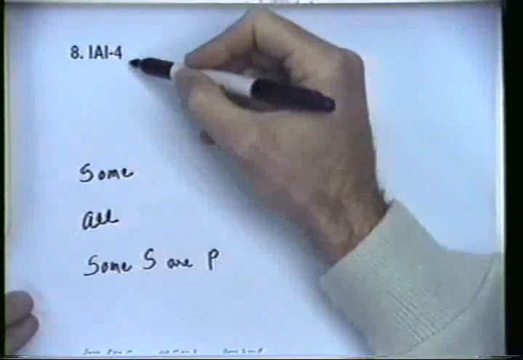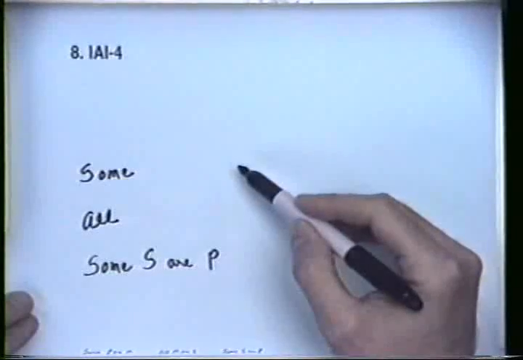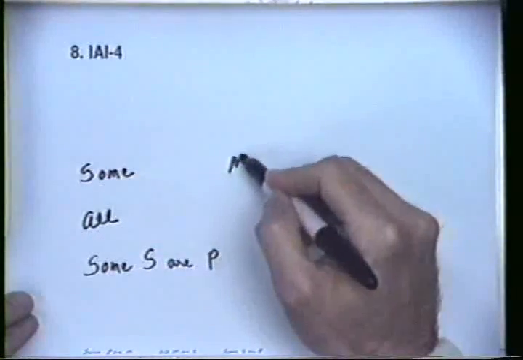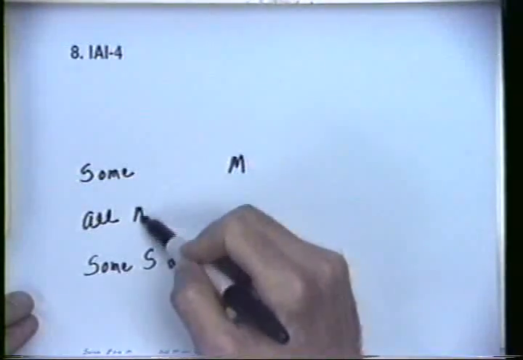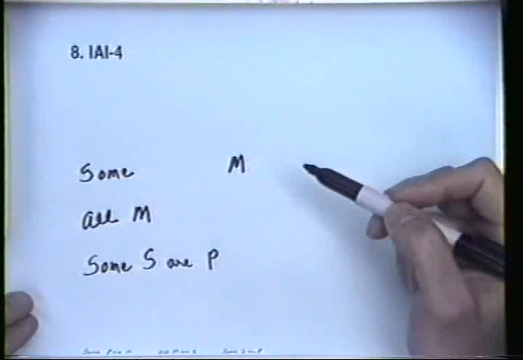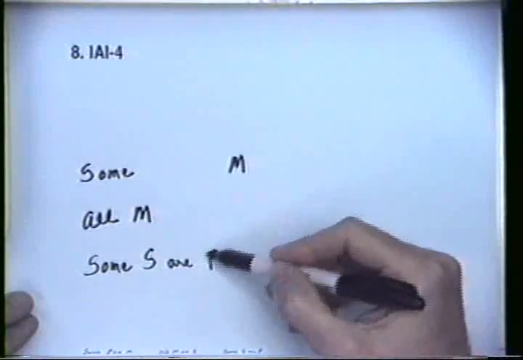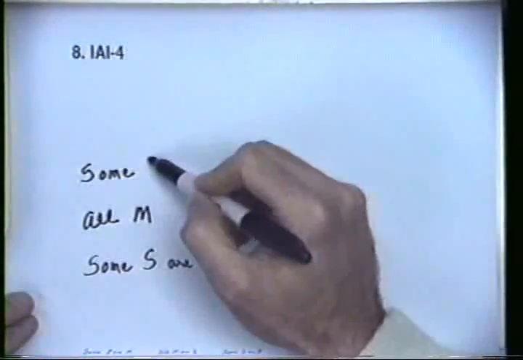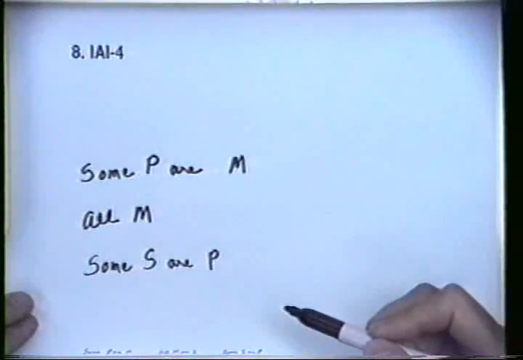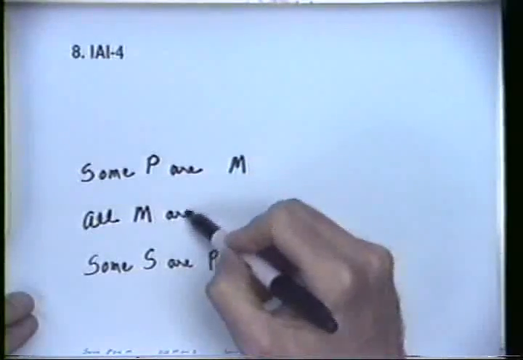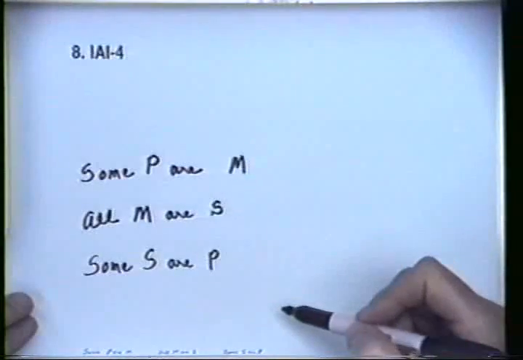Now what about figure 4? Figure 4, remember, goes on a diagonal this way, so that means the middle term, the M term, occurs as the predicate of the major premise, but it occurs as the subject of the minor premise. And we also remember we want to use the major term P in the major premise, so some P are M is our first premise, all M are S is our minor premise, and some S are P.